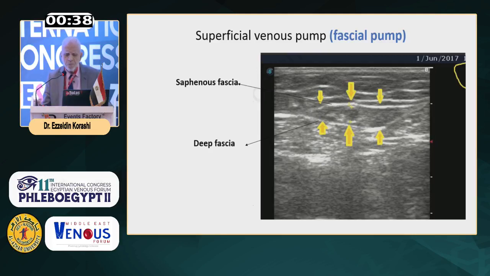There is some propelling of blood through the great saphenous vein, but the controversy is whether it is important or not. It is proved, but it is not proved as an important hemodynamic pump. It's still open to discussion.